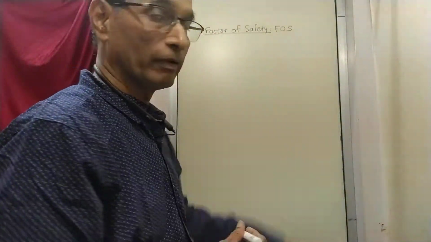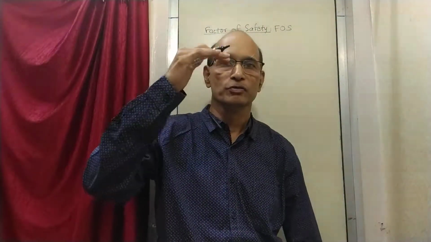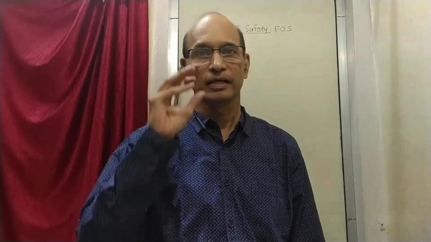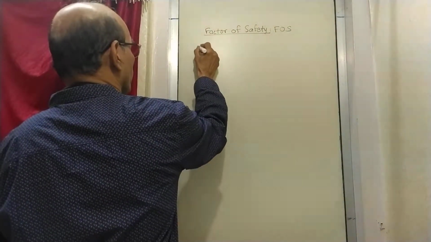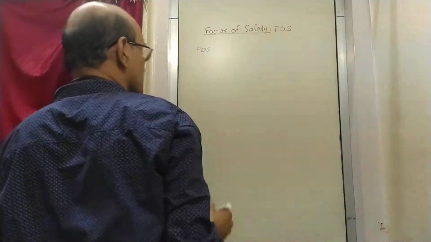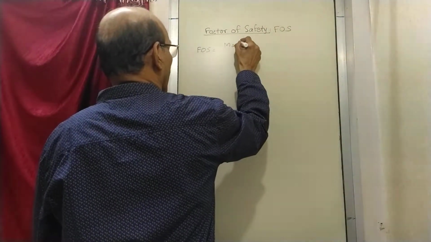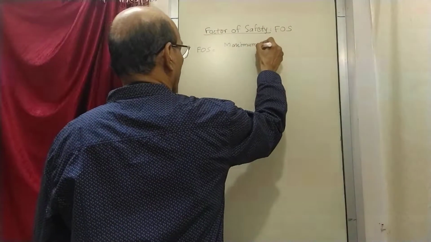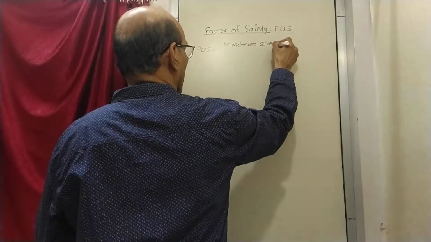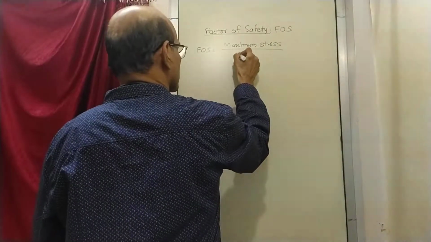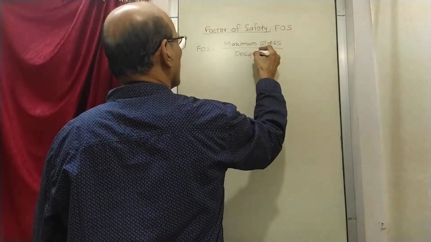Okay, so now let's talk about factor of safety, what it is. Just now we have seen factor of safety is 2, so we have reduced the yield stress by 50% and then used that value as a design stress and done the rest of the work. Now I'll just first define what is factor of safety. I'll write here FOS. This is given as maximum stress upon the design stress.